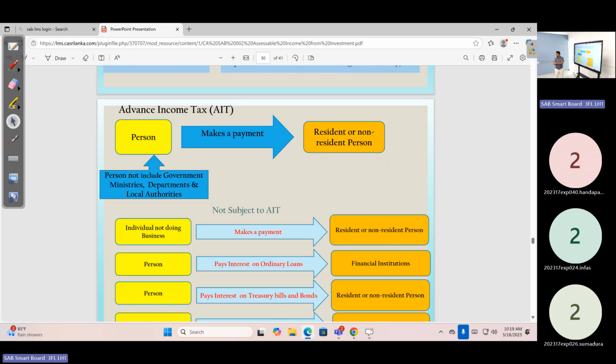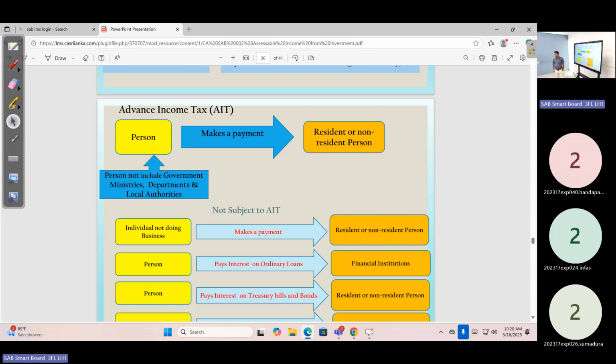Payment to the government shall not be considered as a payment to a person, right? An individual not doing business making a payment on account of rent. If I am living in a rented house and paying rent, that is fine. But if I am doing business in that particular building and I am making the payment, I am supposed to deduct it. Right?